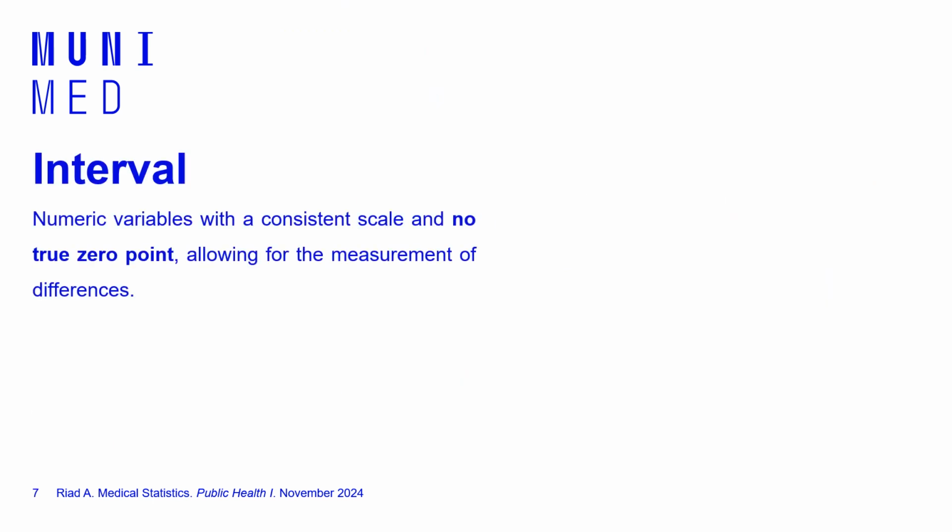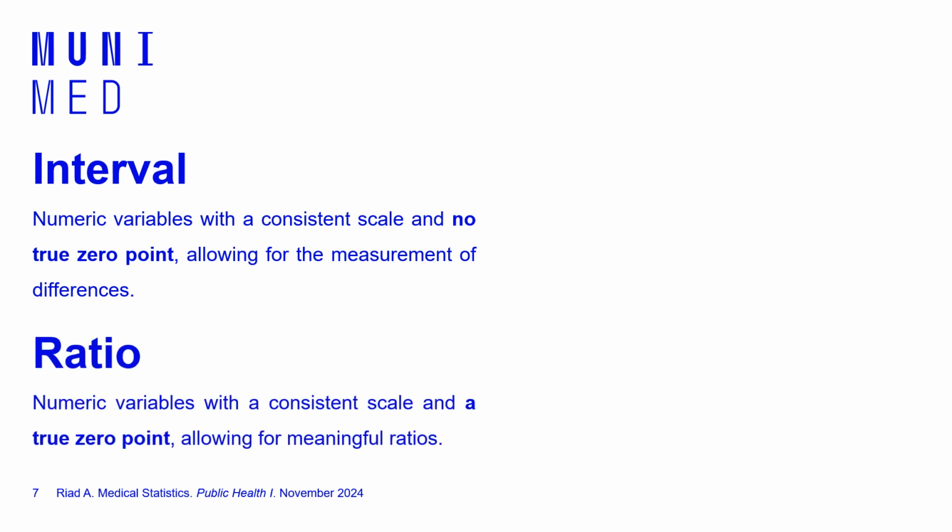Then we have the interval variable, which are the numerical variables with a consistent scale and no true 0 point, which means that there is no true or physical 0. And these interval variables are useful when we try to have an idea or a sense of differences. However, ratio variables are more accurate if you would like to think about them like this, because they have true 0 and they can show the ratios between the levels in the variable.